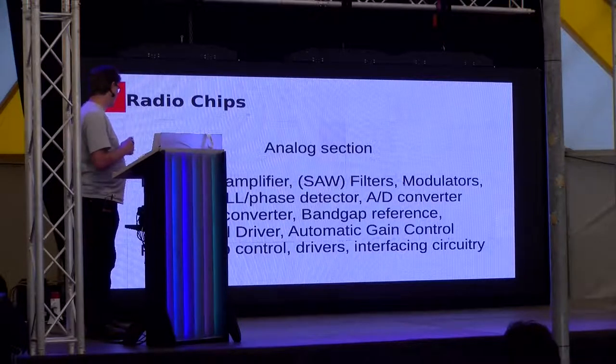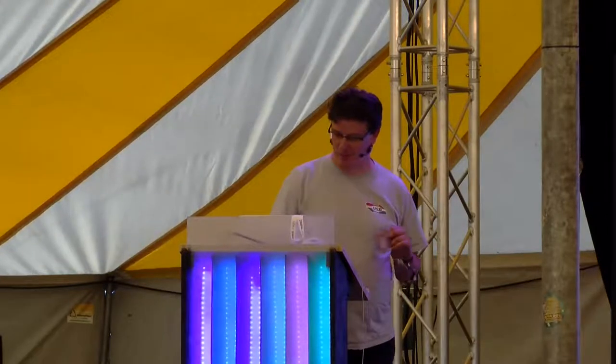There's automatic gain control. That's basically an analog amplifier or variable gain amplifier. There's power amp control, for when you want to transmit also. There are specific drivers which actually push in enough current. And there's lots of interfacing circuitry for your analog sections. So while these are all things which are usually abstracted away by many people that develop device drivers, it's all part of a chip, and there's a lot of IP in this area.